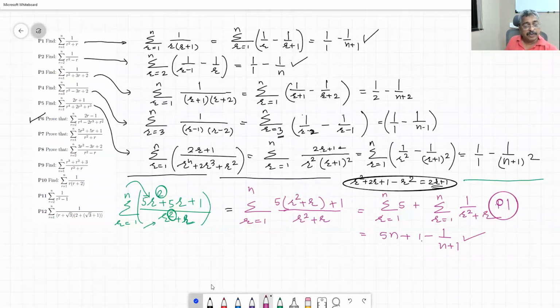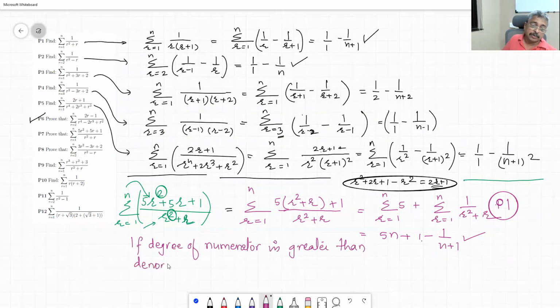Problem number 8. So, what is the learning value here? The learning value is an additional tip: if the degree of the numerator is greater than the denominator, perform long division.